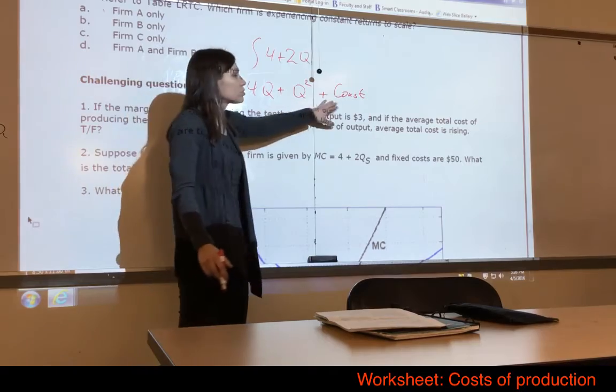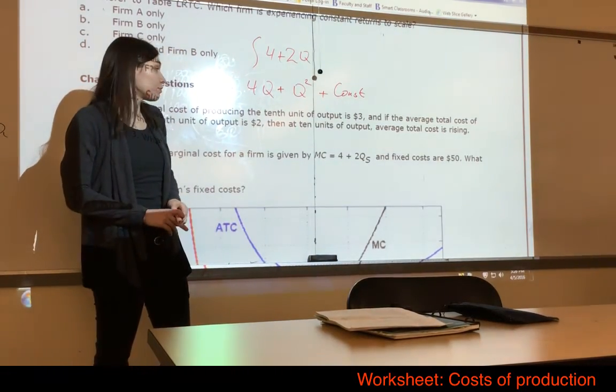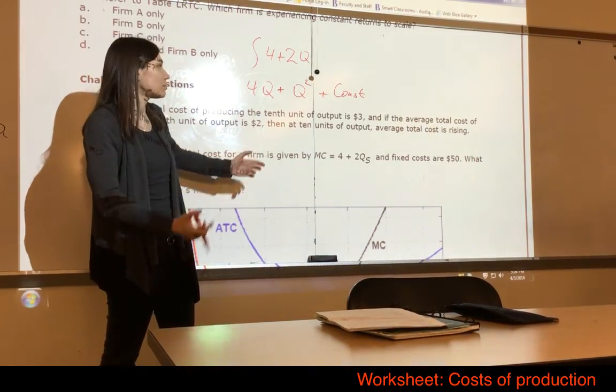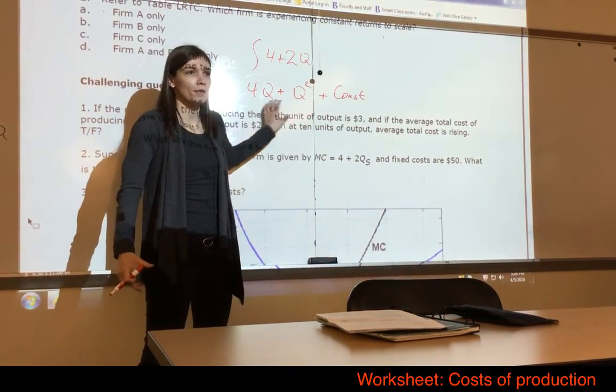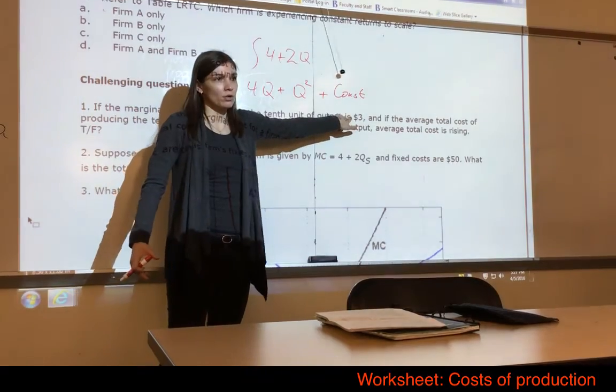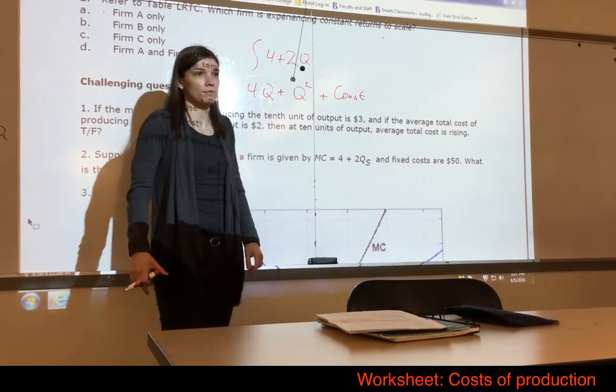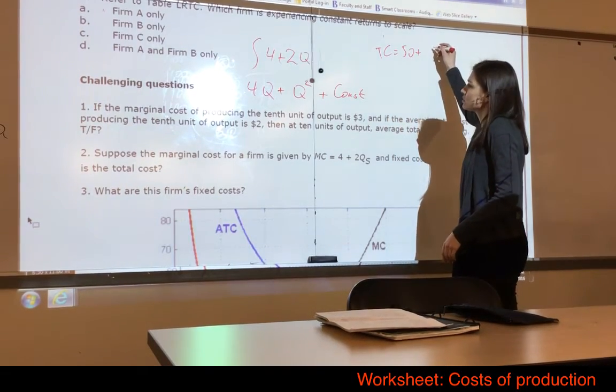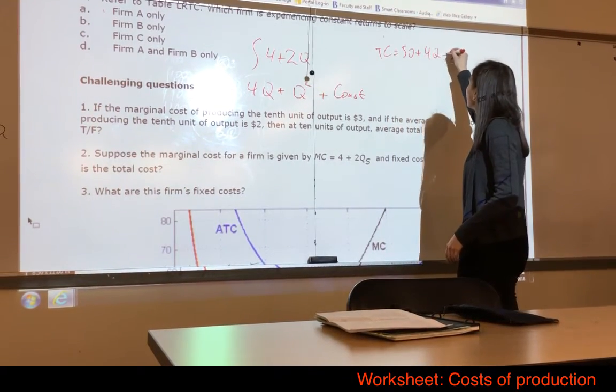So what is the constant going to be? I'm giving information here about that. The fixed cost, right? Because the fixed cost is the amount of money you pay when q is 0. So when both of these are 0, the only thing you pay is the fixed, and fixed is 50. So then total cost is 50 plus 4q plus q squared.